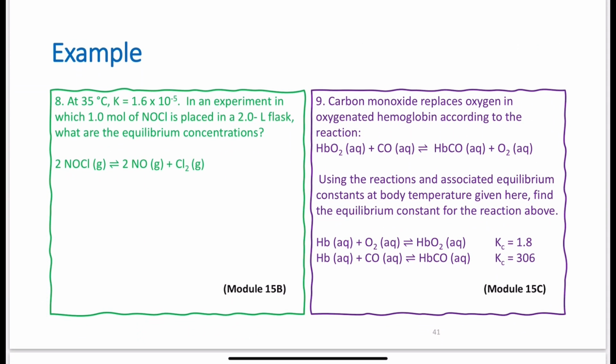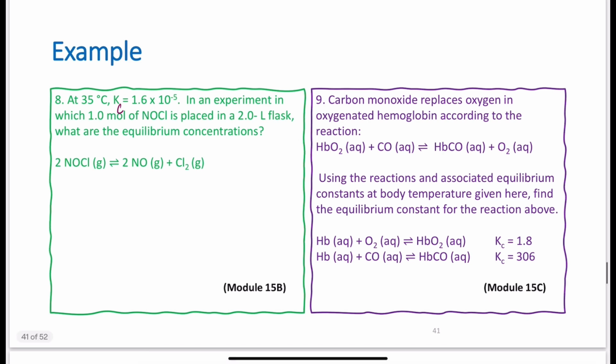Number 8, at 35 degrees C, the K value is 1.6 times 10 negative 5, and that should be Kc. In an experiment in which 1 mole of NOCl is placed in a 2-liter flask, what are the equilibrium concentrations? 2 moles of NOCl gas are in equilibrium with 2 moles of NO and 1 mole of Cl2.